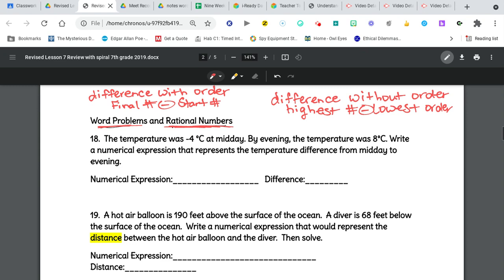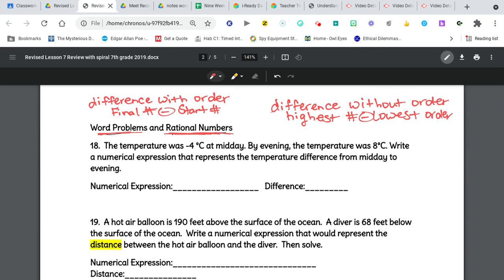Okay. All right. So those are the two big differences when it comes to difference. Sometimes they have order, sometimes they don't. Without order is elementary, high number minus low number, because that's the way you learn how to subtract in elementary school. Difference with order is always the final number minus the start number. Now, let me talk about distance real quick.